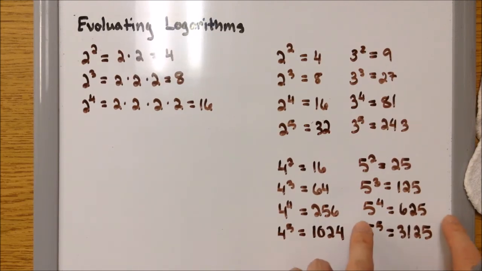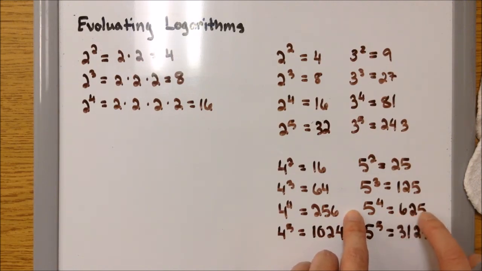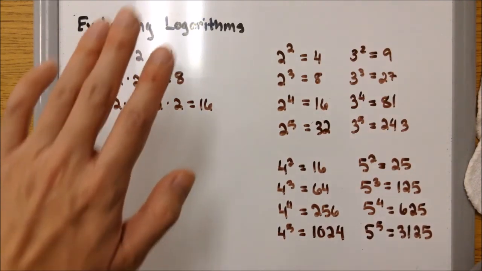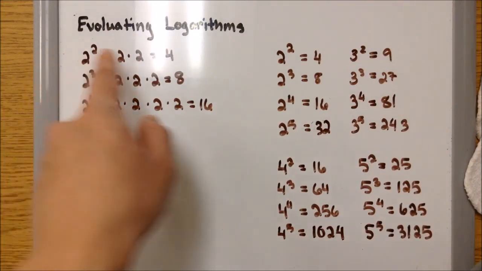And then I could do the same thing with the base 5. So say I remember that 5 to the 4th power is 625, but I need 5 to the 5th power. So I'm going to start off with 5 to the 4th, which is 625, multiplied by the base 5. So 625 times 5 will give us 3,125. So now I know that 5 to the 5th power is 3,125. So again, best to write this down and memorize it when it comes to evaluating logs.